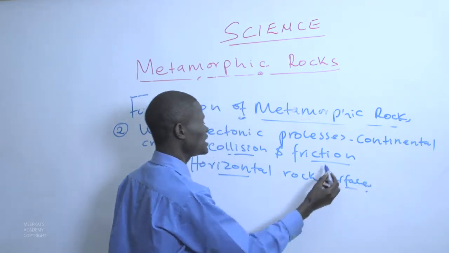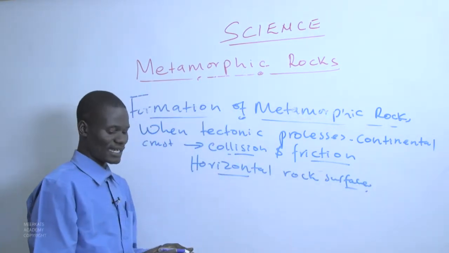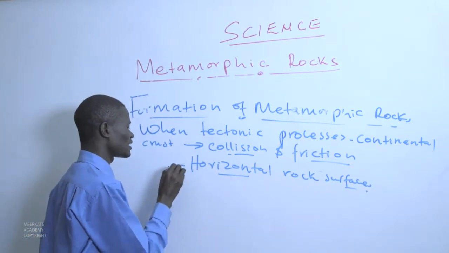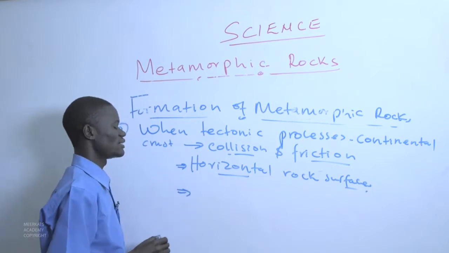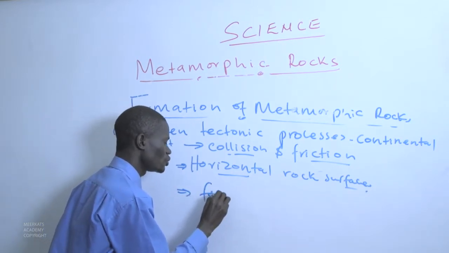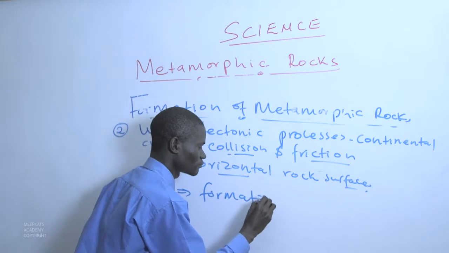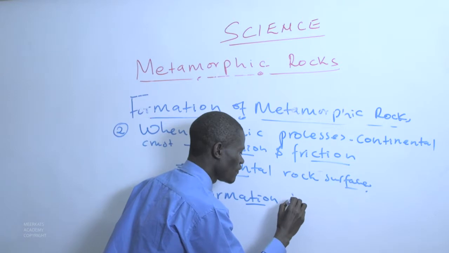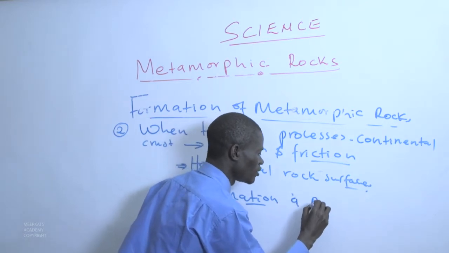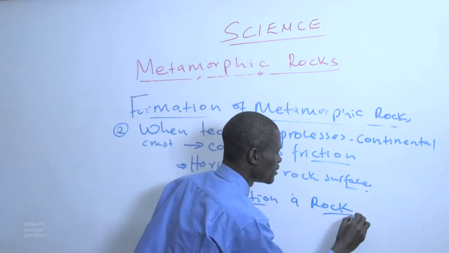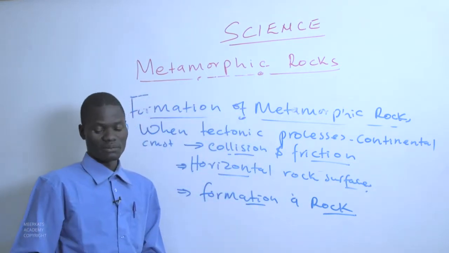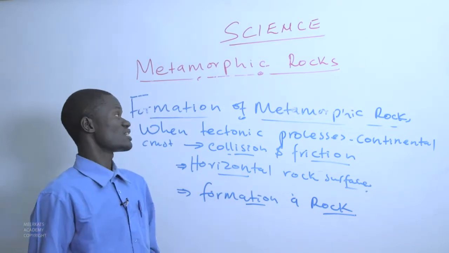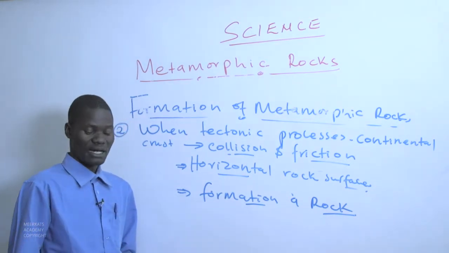And remember, this friction and collision is acting on the sedimentary rocks, and therefore it will result in the formation of a new rock structure. As a result of the squeezing, a rock that is known as metamorphic rock will be formed. That is the second way over which this type of metamorphic rock is formed.